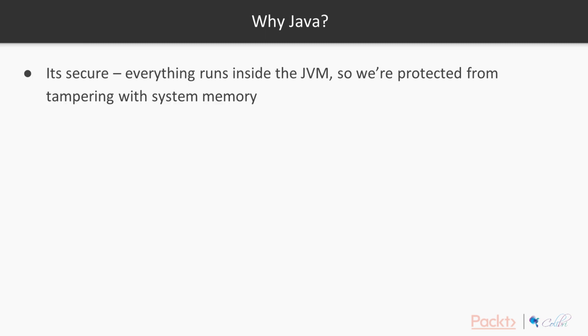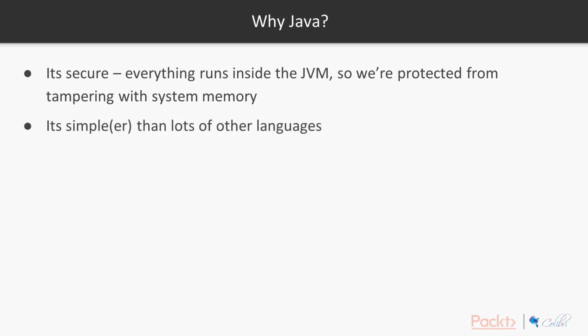So why do we use Java and why do we care about Java? Firstly, because it's secure. Everything runs inside this JVM, so we're protected from tampering with system memory. The JVM essentially becomes a secure enclave or a secure sandbox in which our code can execute. It can execute consistently across operating systems and platforms, and we're isolated from low-level things like memory. So lots of security problems in applications occur because applications can leak memory into other parts of the operating system, because the operating system gives them control over the system memory. Running stuff in the JVM prevents this from happening.